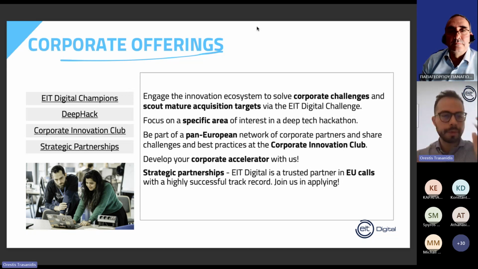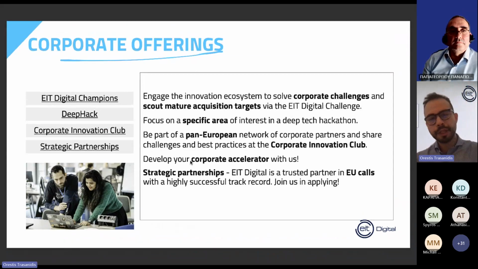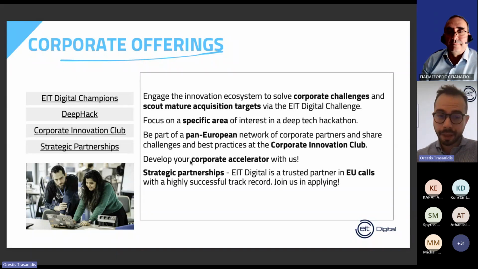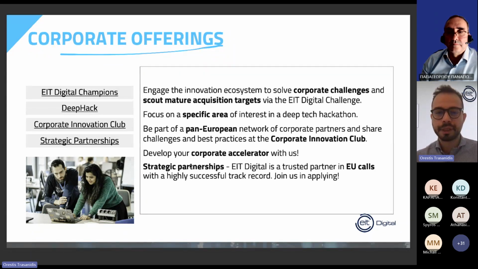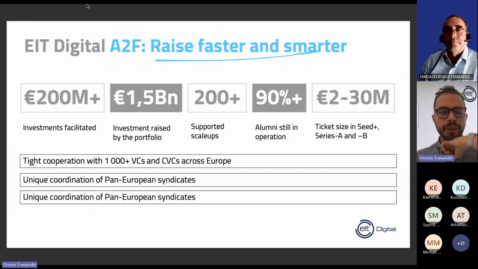Now going to the next one, I'm going to explain what a DeepHack is. It's our style of hackathons. Then the Digital Champions, which is important for startups, the Corporate Innovation Club, and of course the strategic partnerships. I mentioned before, when I showed you the student to unicorn path, that we also support the Series A.